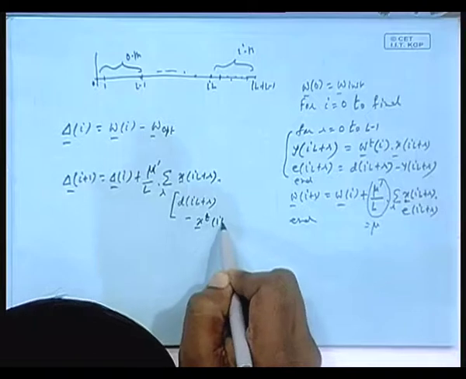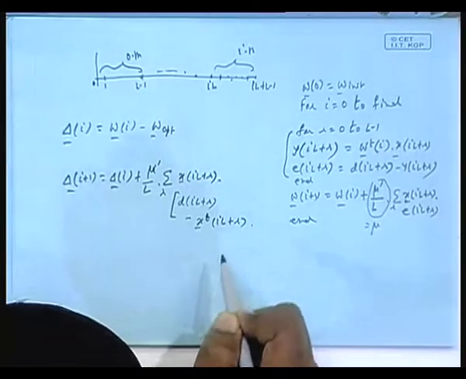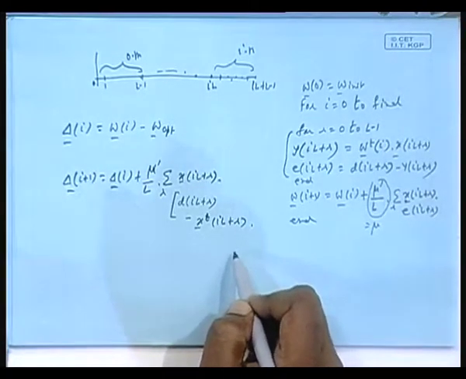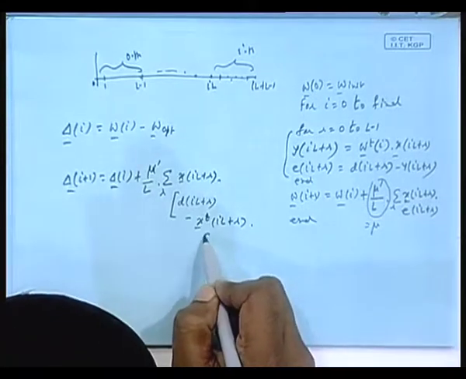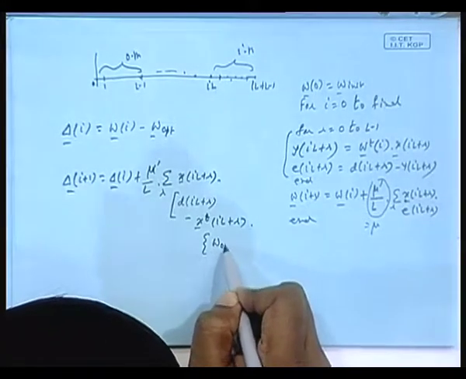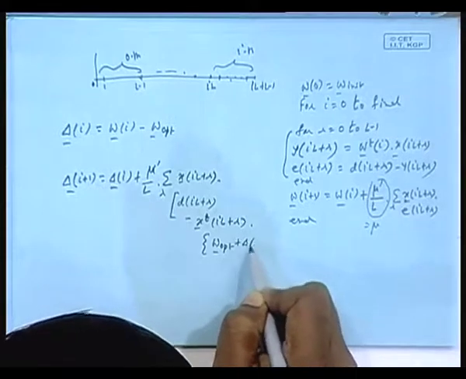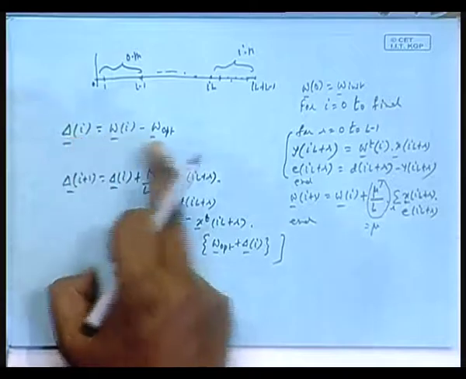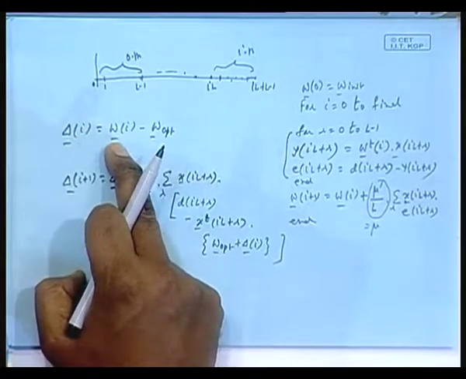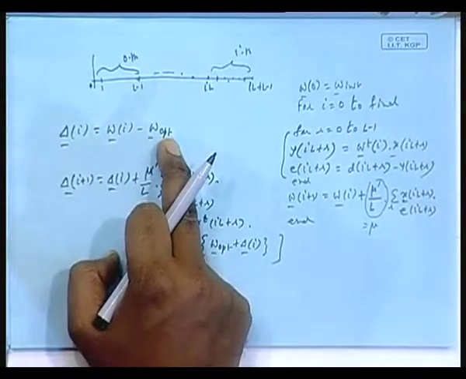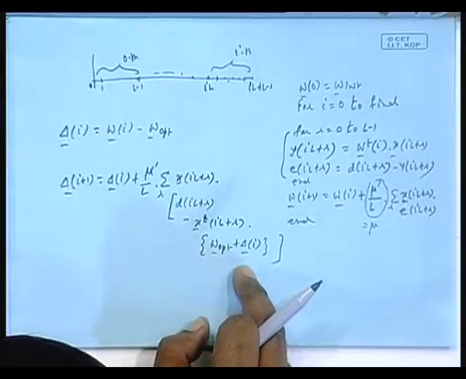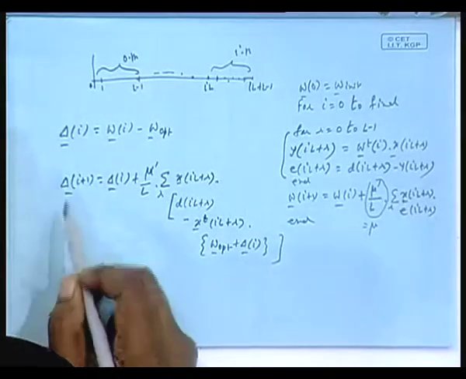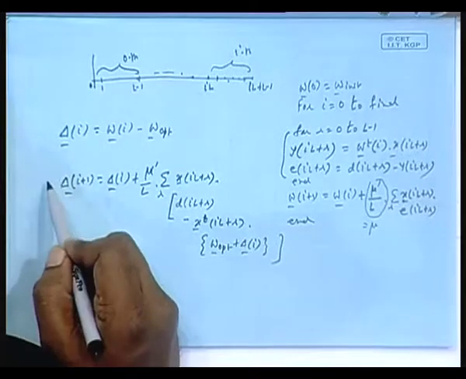X transpose IL plus R into WI, but WI is what? W opt plus delta I, isn't it? This together, delta I plus W opt, is WI. This plus this, that is what I am doing here. Now apply E over this.